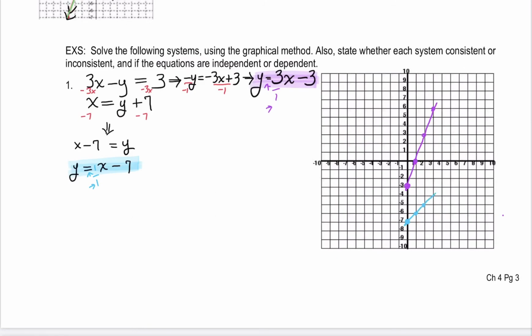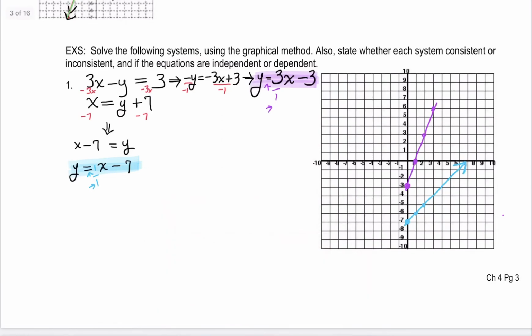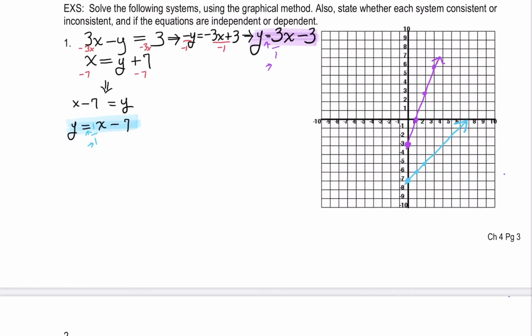Okay, but here's what I want you to notice. If I keep extending to the right, guess what? Those lines were moving further apart here. So my lines are moving further apart as I extend to the right. So I need to extend down to the left.